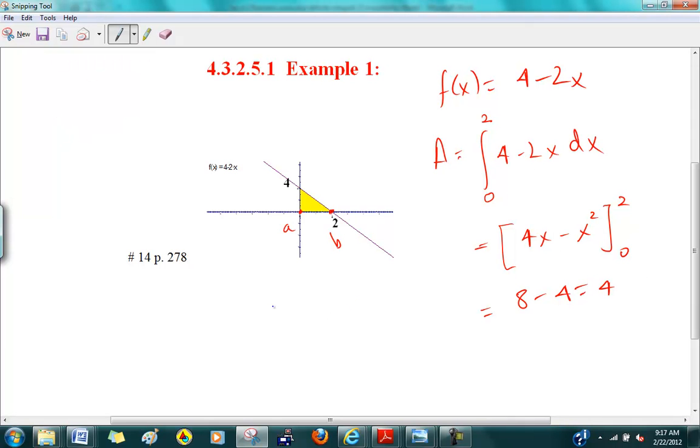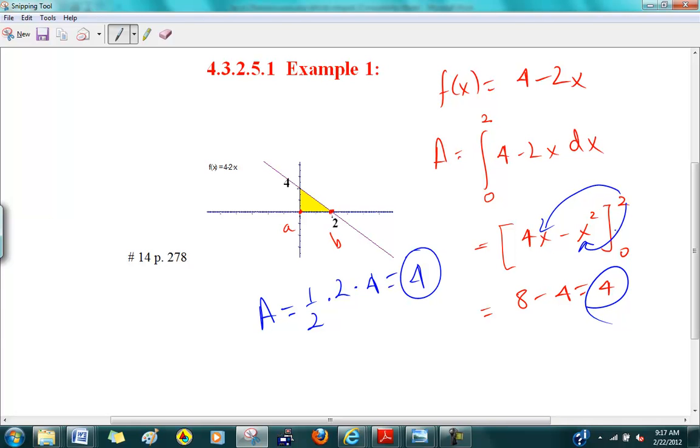And how do I find the area of the triangle using geometry from elementary school? 1/2 times B times H. What is B equal to? 4. Where'd you get the 8 minus 4 from? You put in 2 here, you get 4 times 2. You put in 2 here, you get 4.